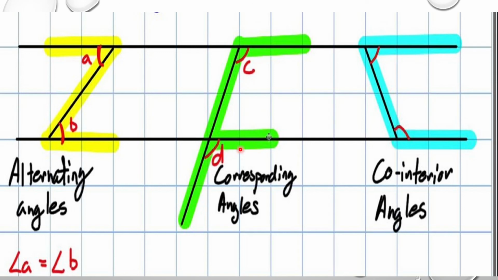In this way letter F shows a pair of corresponding angle. In letter F, these two lines are the parallel lines and this line is the transversal. Pair of angles formed are angle C and angle D are the pair of corresponding angles.